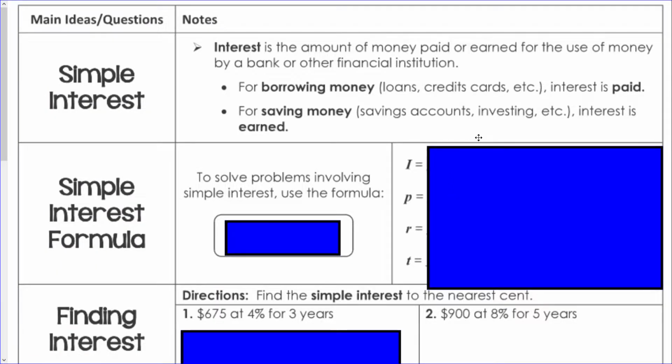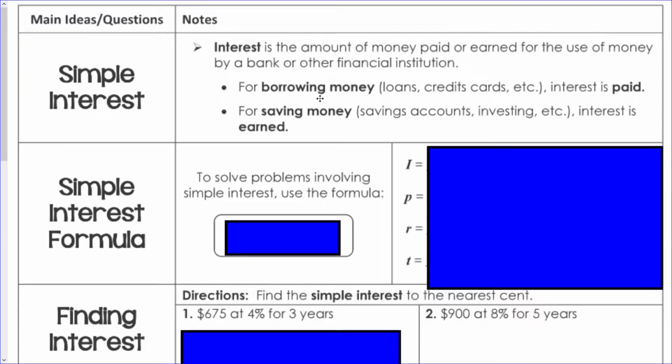So, simple interest. Interest is the amount of money paid or earned for the use of money by a bank or other financial institution. When you borrow money, as your parents can no doubt tell you, through loans, credit cards, and so on, interest is paid. So when you borrow, you have to pay. When you save money with a savings account or an investment, interest is earned.